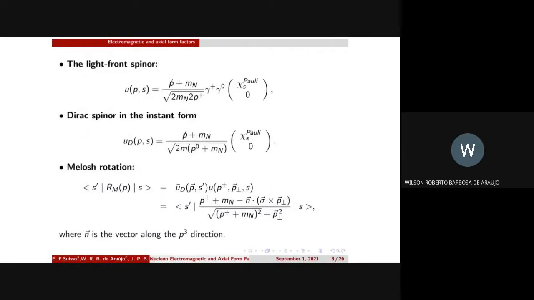In the electromagnetic and axial currents, we have used light front spin. In our calculation, we have changed the Dirac spinor to the light front spinor through the Melosh rotation given by this expression.